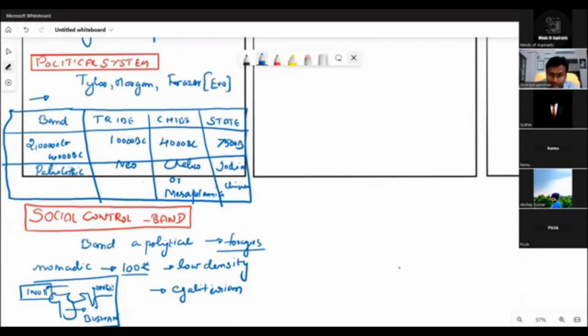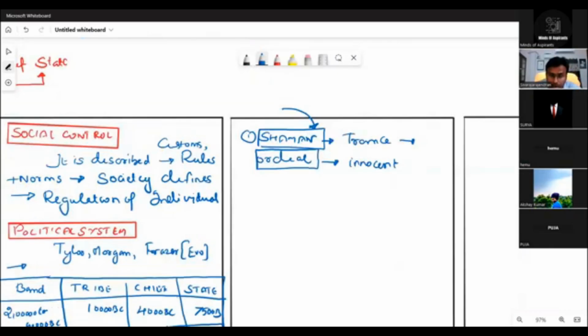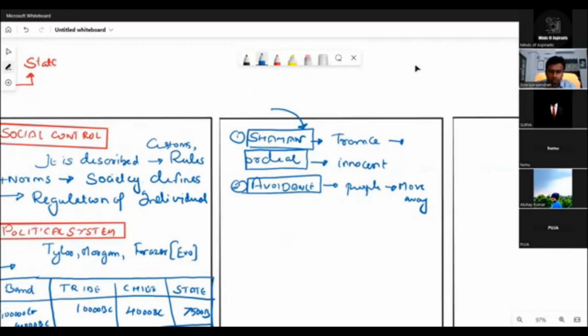For example, this is there. And you can also talk about something called avoidance, where I can say that people, instead of conflict, move away. How they socially control means they actually move away. They don't have conflict at all. If there is a conflict with the band, they will move to other things.